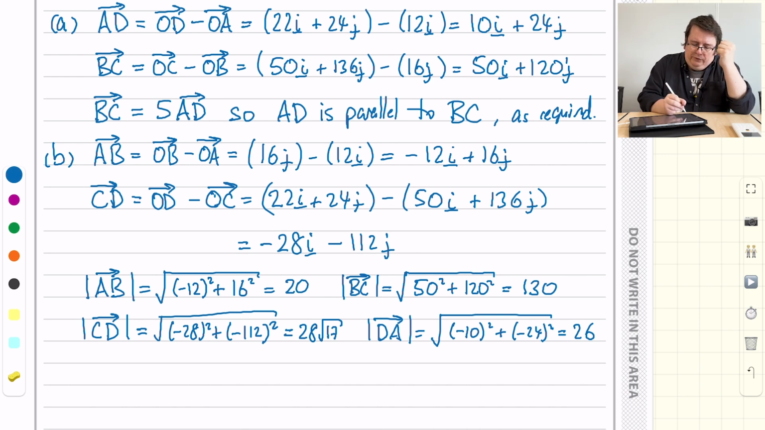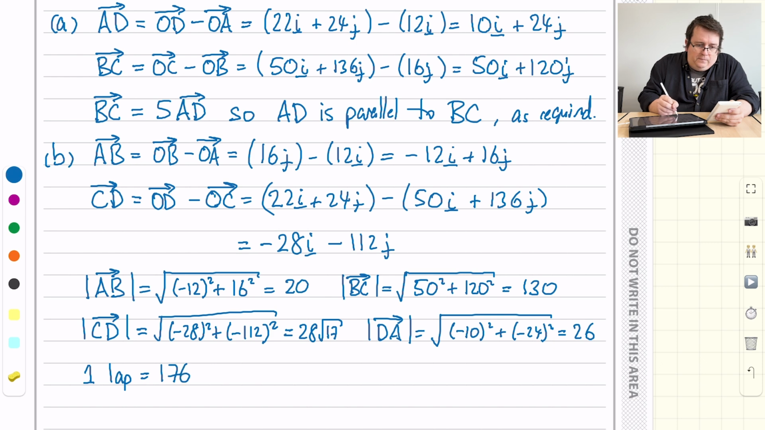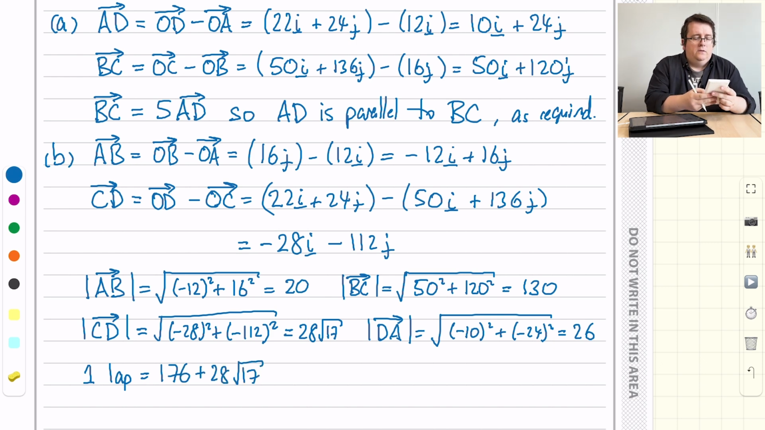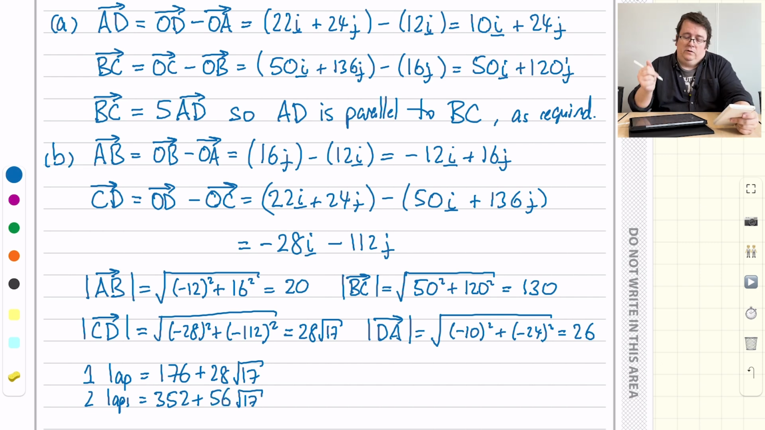So one lap in meters is the sum of all those lengths. So 20 plus 130 plus 28 root 17 plus 26 is 176 plus 28 root 17. So two laps will be 352 plus 56 root 17. Now remember, this is in meters.